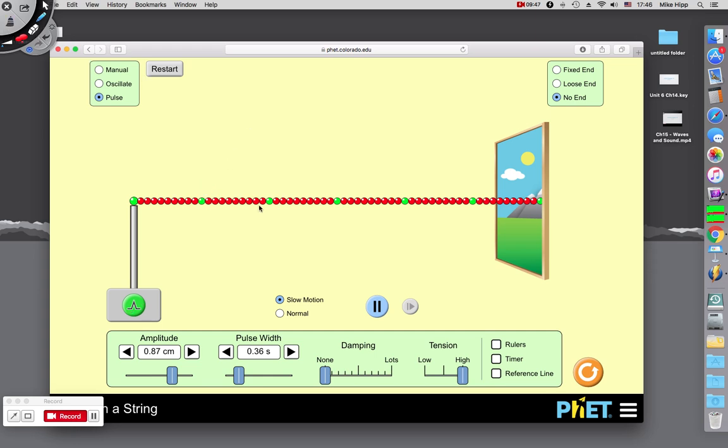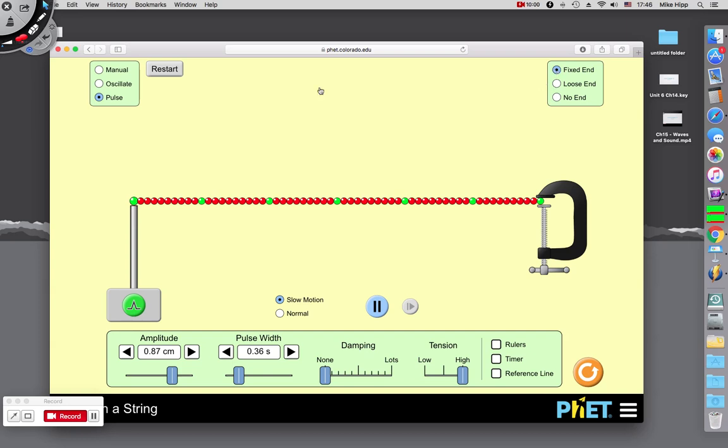Now, let's talk a little more specifically, and let's change something here. Let's change this to a fixed end. It is no longer a loose end, as the window is now fixed. And so when I send a pulse down, what I notice is that the pulse travels down the wave and it actually bounces back. Now there's a neat thing where it actually bounces back underneath.